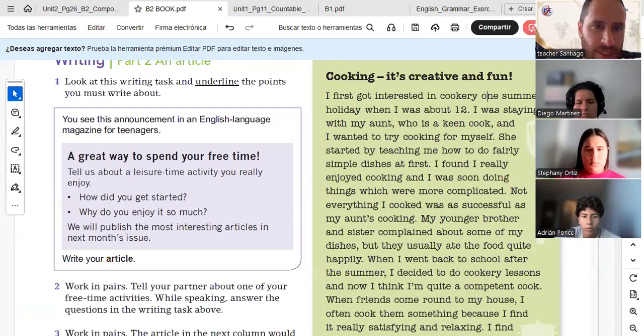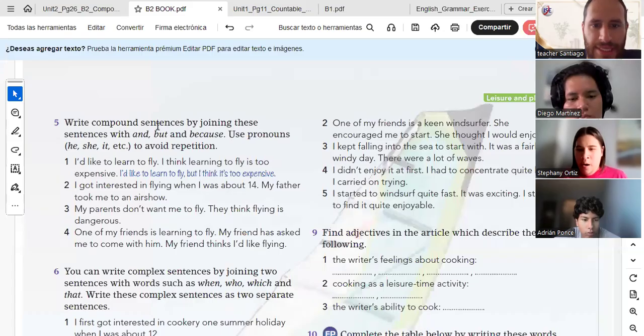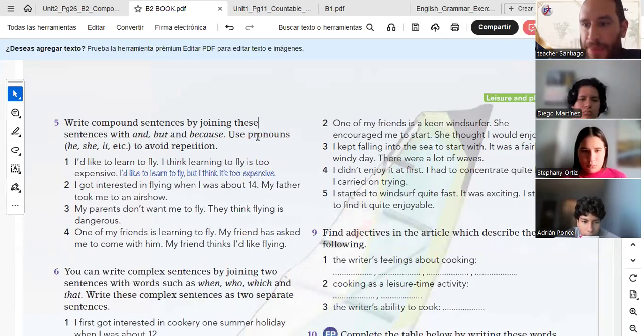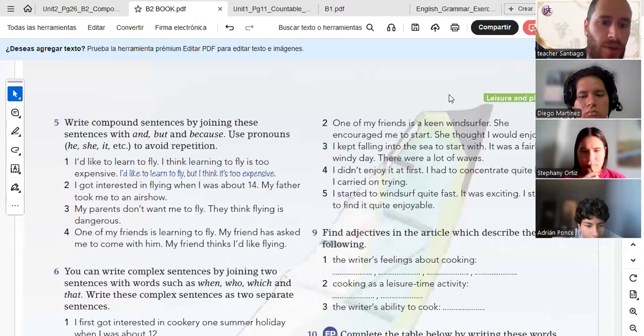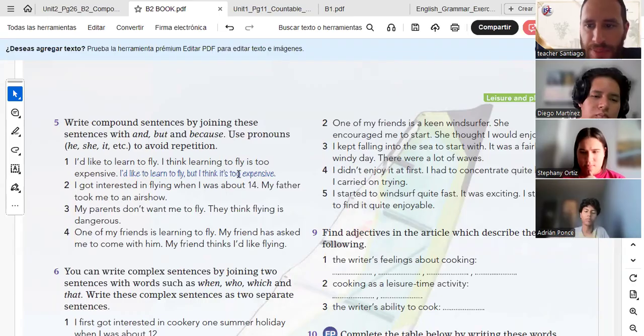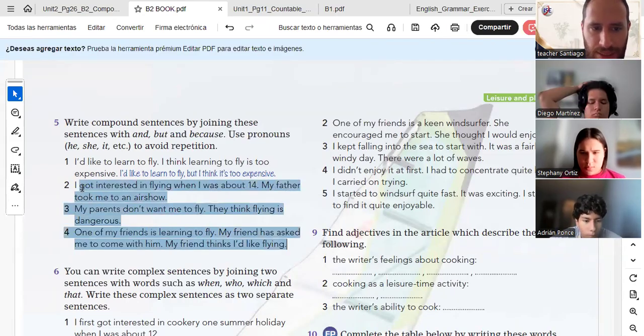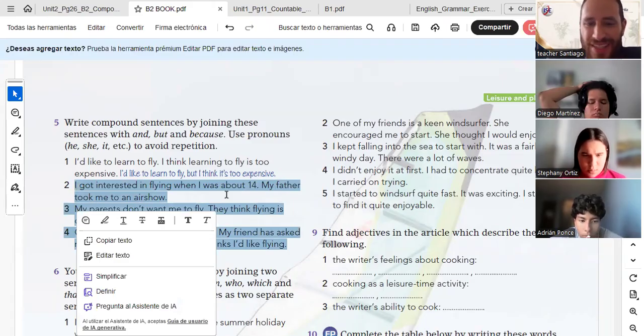Let me see something. I think I misclicked. So write compound sentences by joining these sentences with and, but, and because. Use pronouns he, she, it, etc. to avoid repetition. The first one is done as an example. I'd like to learn to fly. I think learning to fly is too expensive. I'd like to learn to fly, but I think it is too expensive. You can do it on a piece of paper or in the chat, whatever you want. These three, please, all of you, do this. Complete this, match it, and then we check it.